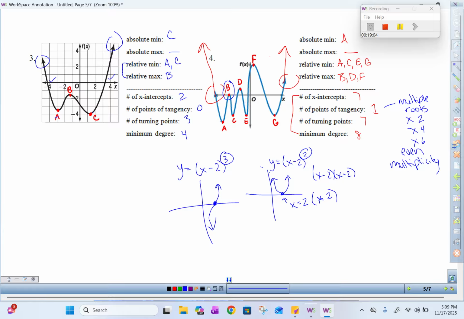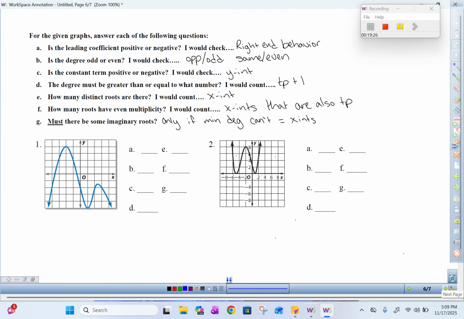But what that means is the minimum degree was 8. There's actually 6 taken care of on this graph: 1, 2, 3, 4, 5, 6, and this counts for any even number. So this would be the 7, 8 to get to that degree. And that's really what we're going to practice on these last graphs here, answering all these questions, putting together everything we've talked about so far.